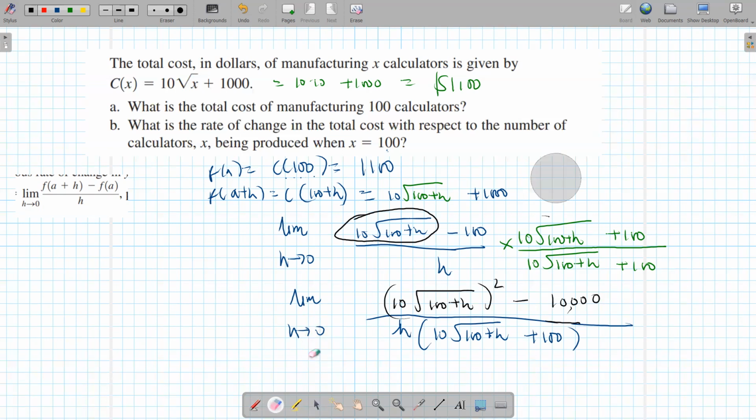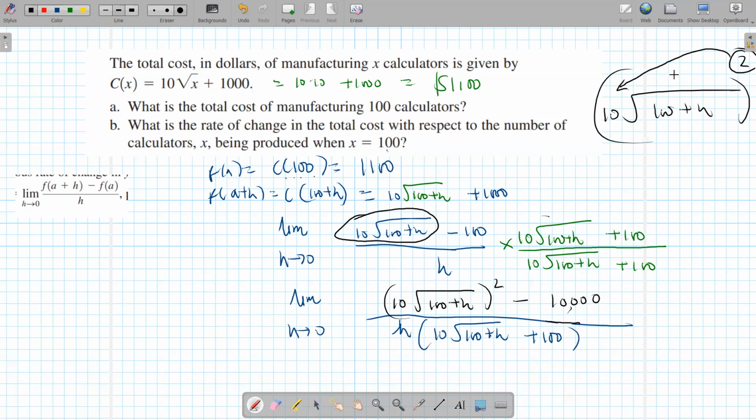We can even do that on the side. So we have 10 times the square root of 100 plus h, squared, right? Remember, this squared applies to everything inside. So it applies to the 10, and it also applies to the square root. So 10 squared is 100. What's the square root squared? It's going to be nada. They cancel out. The square root and the squared are inverses of each other.